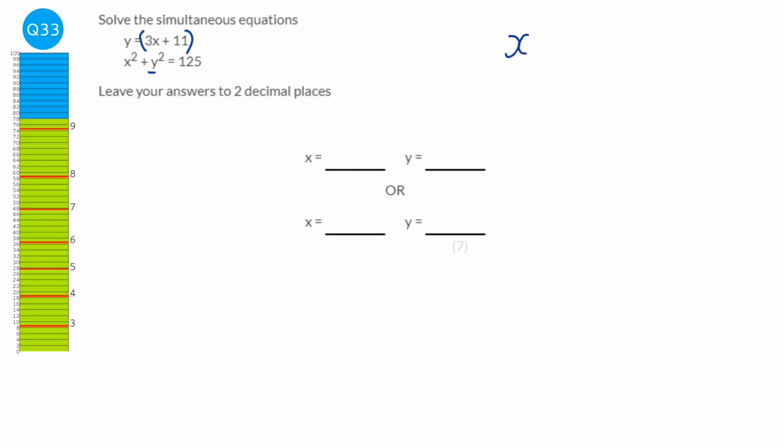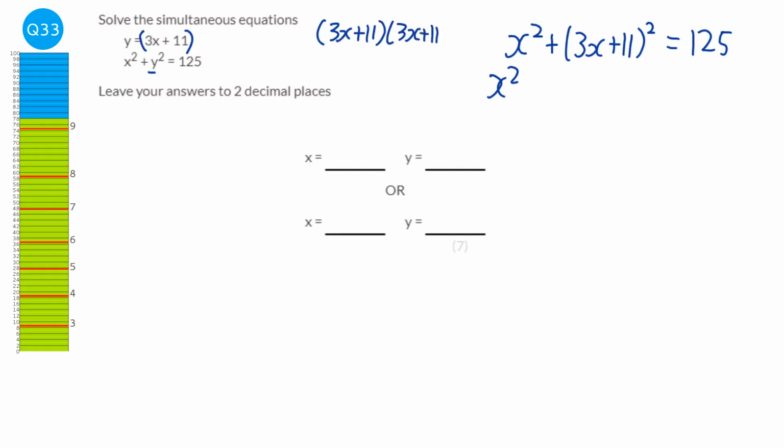So we've got x squared plus, and instead of y, I'm going to say what the first equation is. I'm just going to replace it for what y equals in the first equation, which is 3x plus 11. And it's y squared, so it's that squared, equals 125. Now we need to expand the brackets there. You can use any method you want. And don't forget, when you square brackets, that's just going to be (3x plus 11)(3x plus 11).